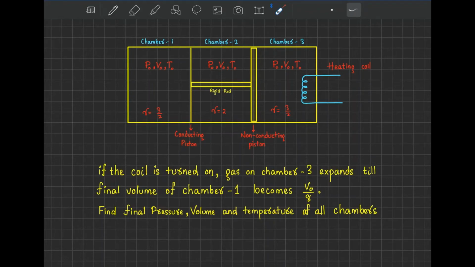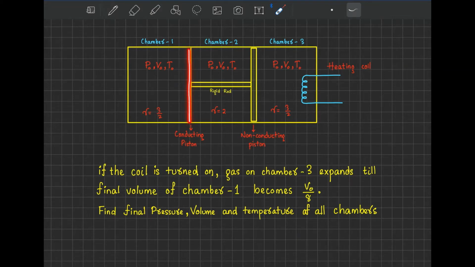Here the question is, we are given a cylinder and this cylinder wall is completely non-conducting. Inside the cylinder there are two pistons, and those two pistons are connected by a rigid rod. That means these two pistons move simultaneously. Now this piston right here is a conducting piston, and this piston right here is a non-conducting piston. So the entire wall of the cylinder and this piston are non-conducting, and this one piston is conducting.